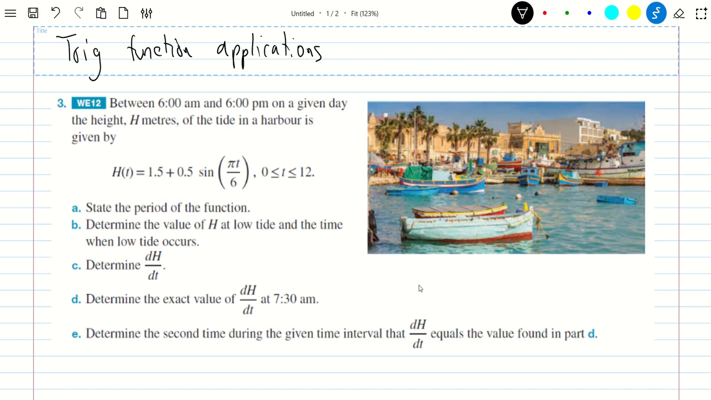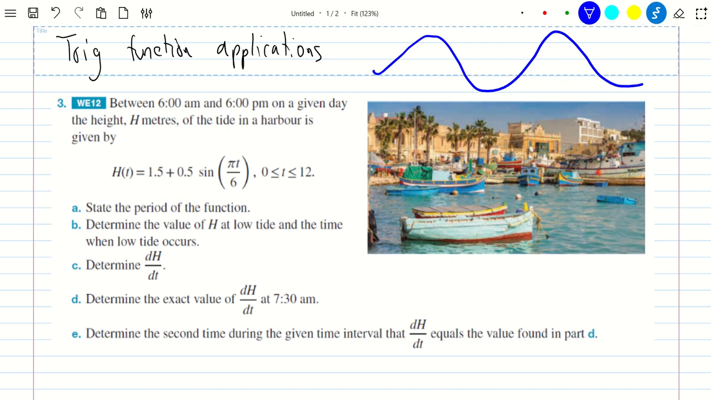So there's some boats in a harbour here. And the question's about tide, which is a bit of a classic question when it comes to trigonometry, because tides go up and down cyclically. They come up and down, and so we can easily model those using sine functions and cosine functions. Okay, so let's have a look at this question.